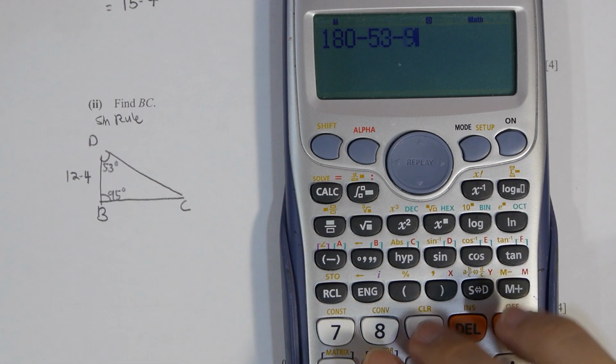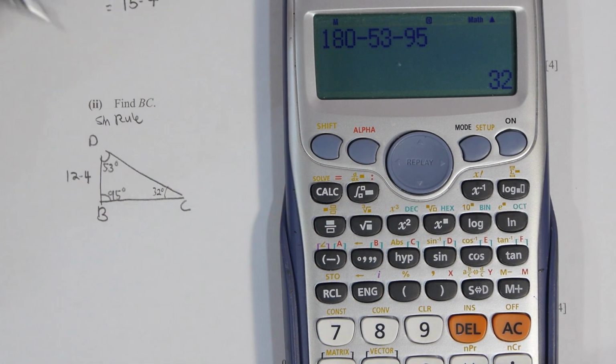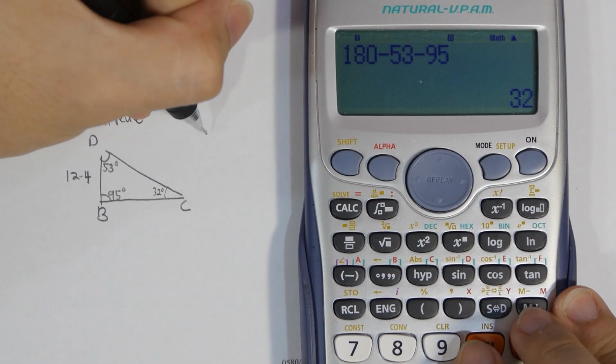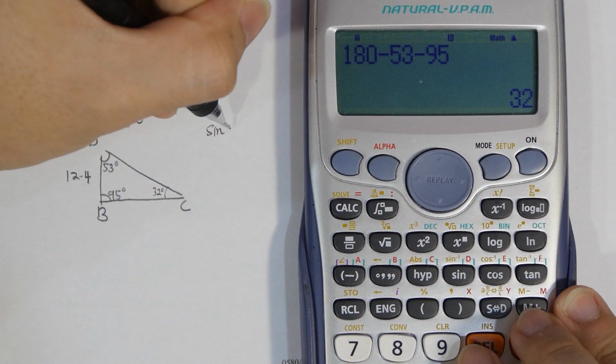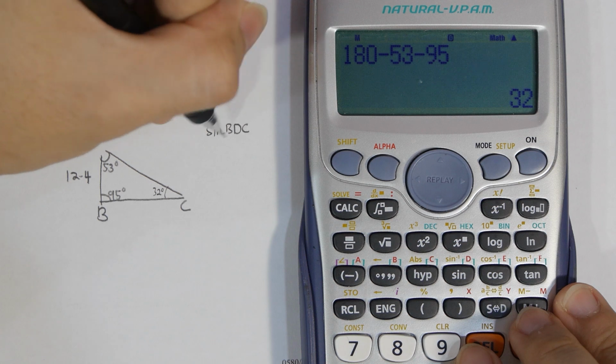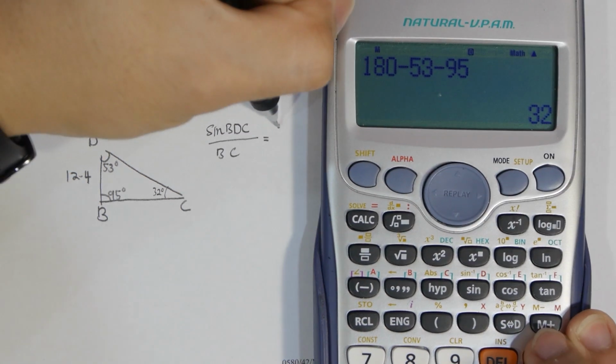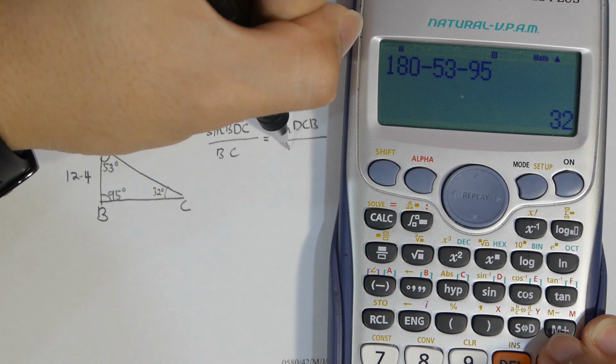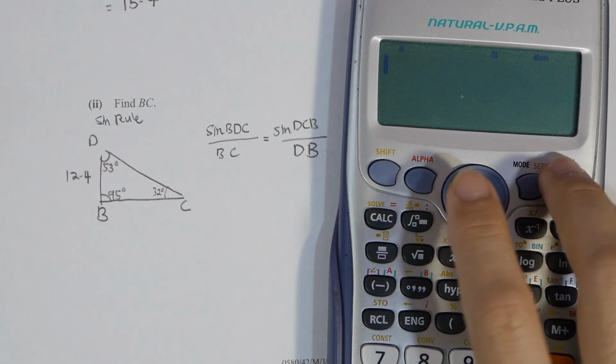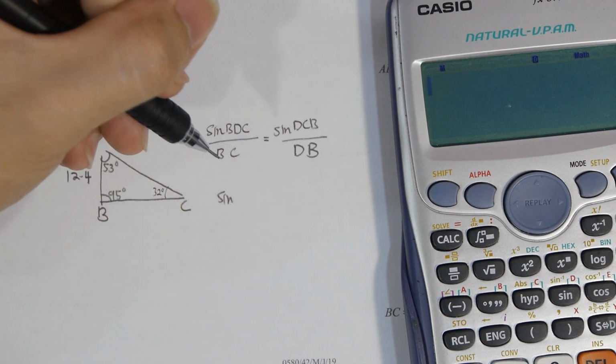Whereby for BC, for this point, you are required to use sine rule. So things to identify would actually be DCB's angle. By taking 180 minus 53 minus 95, you will get 32. Okay, so sub it into the formula, run the shifting, you will get BC's result as 18.7.